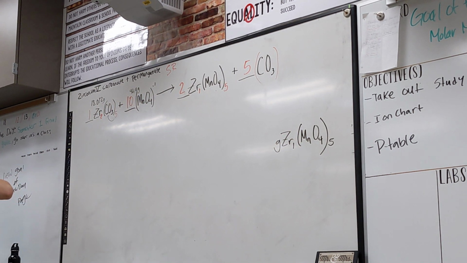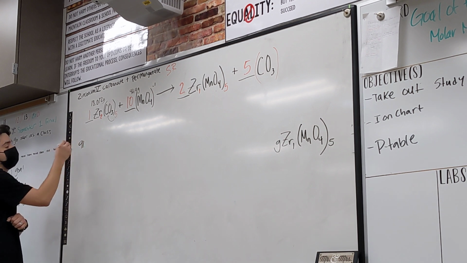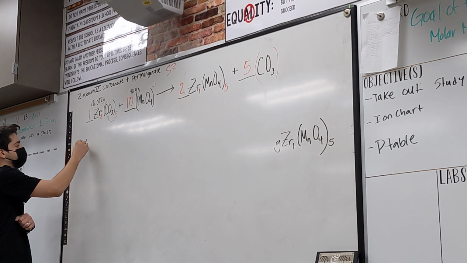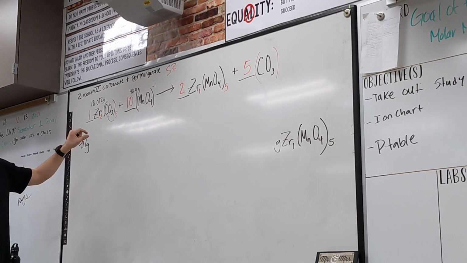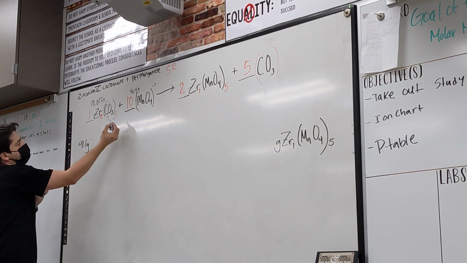First, what are the only numbers that were given? This is question number 4 on the study guide. You guys have it open? It's number 4 of the questions. All right, fine. We got 91.1 grams of zirconium(V) carbonate. So this is zirconium(V) carbonate.